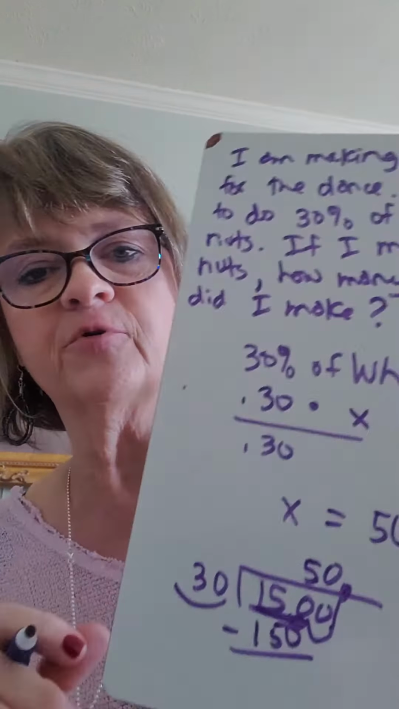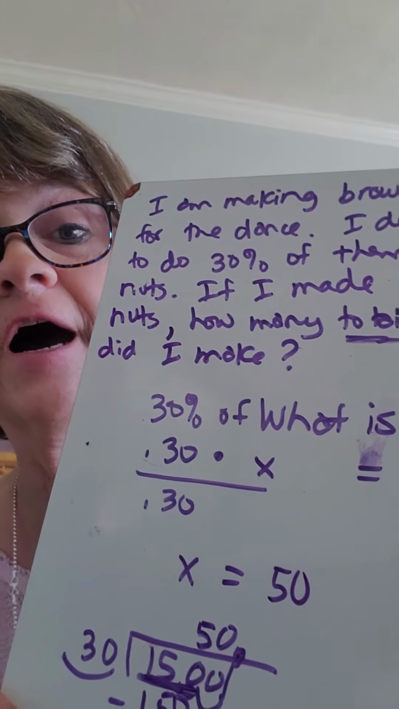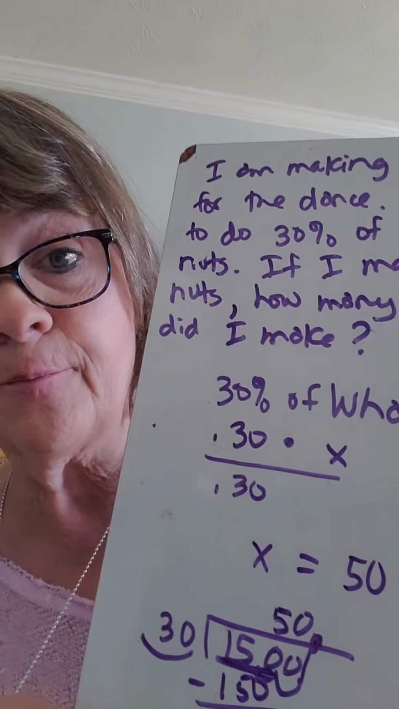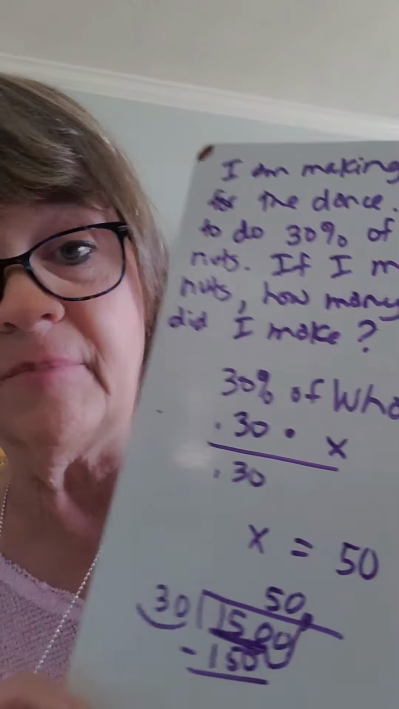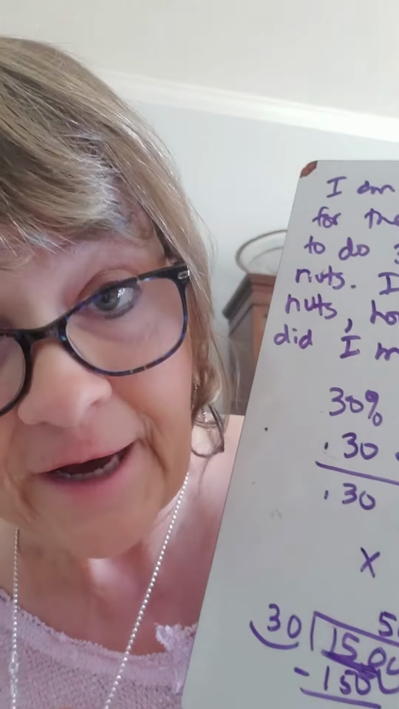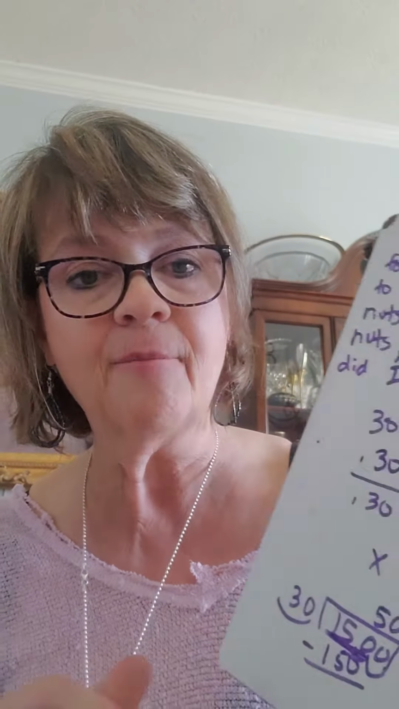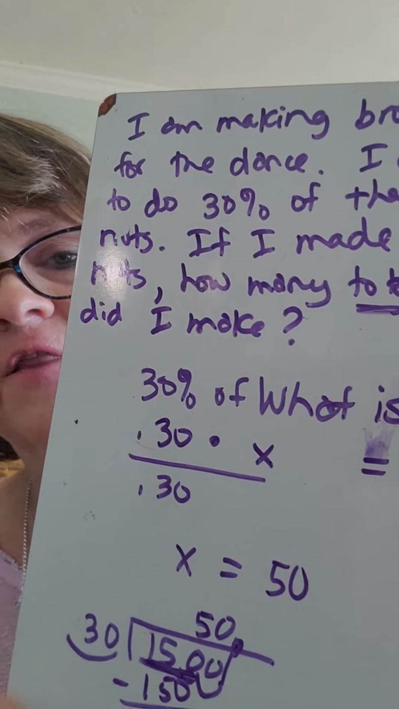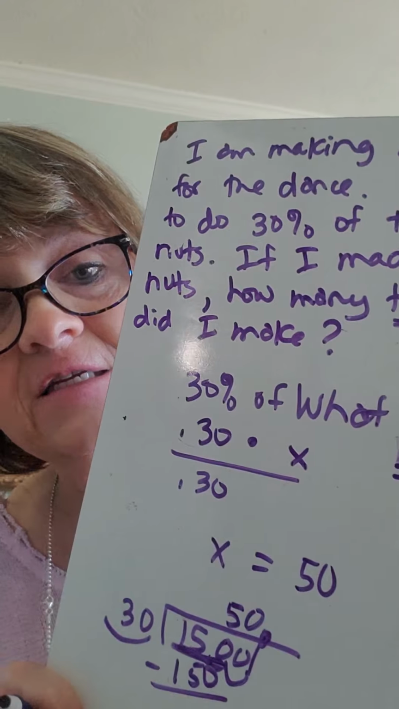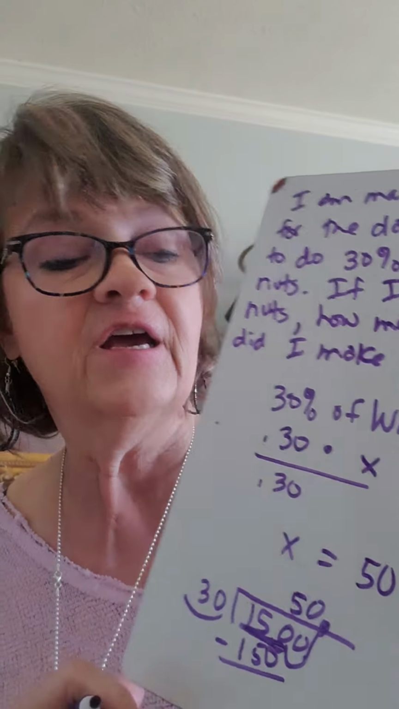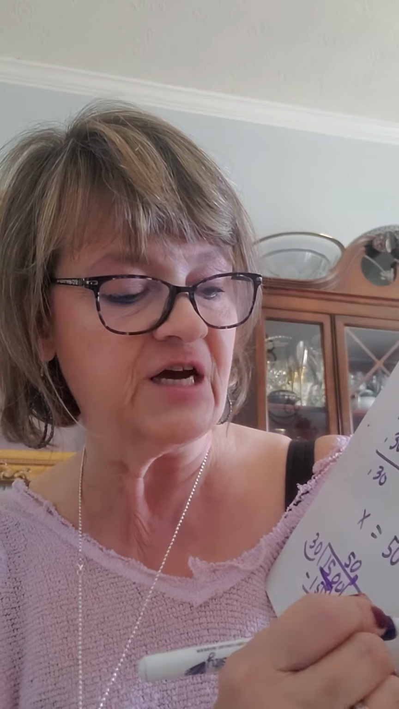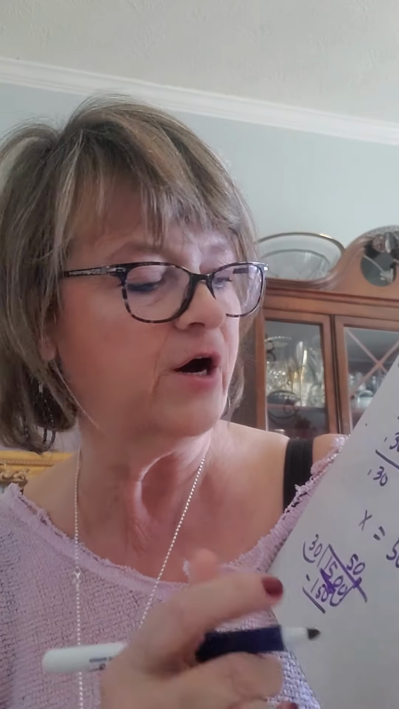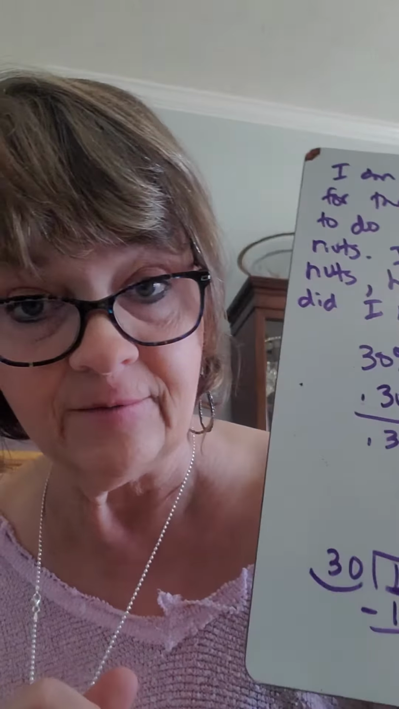Did they ask me what percent? No, they did not. So I am done. If it said what percent, I'd have to turn that to a percent, but I don't because it didn't ask that. It said 30% of what? Basically, 30 per how many total brownies were there? The number should go up. It did. We should feel very confident about that. If you want to check it, you could do 50 times 0.3 or 0.30, and you should get 15. All right? Let's try another one.